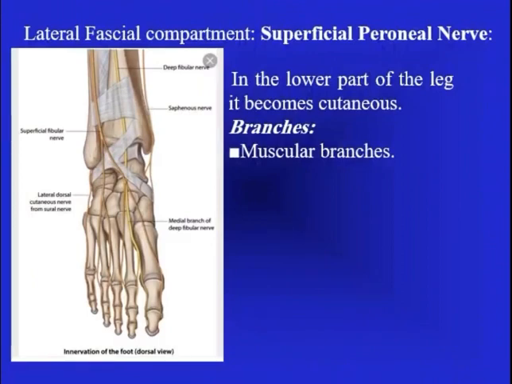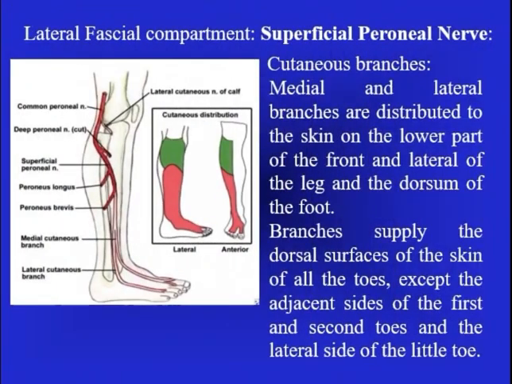In the lower part of the leg, the superficial peroneal nerve becomes a cutaneous nerve. Main branches from the superficial peroneal nerve are muscular branches. Cutaneous branches from the superficial peroneal nerve are medial and lateral branches distributed to the skin on the lower part of the front and lateral aspect of the leg and to the dorsum of the foot. Branches supply the dorsal surface of the skin of all the toes except the adjacent second and first toes, which are supplied by the cutaneous branch from the deep peroneal nerve.